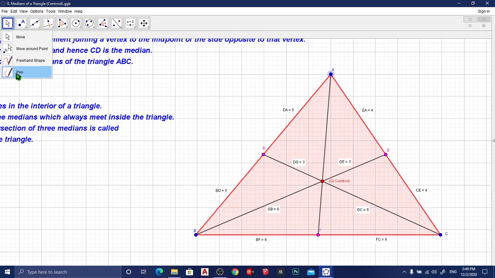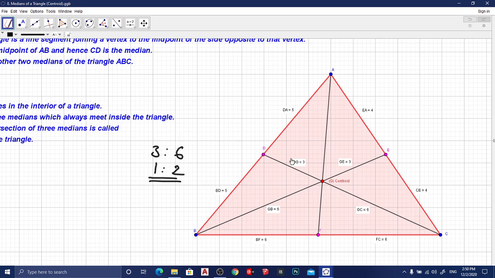So from that you can understand that in any triangle the centroid will divide the median into a 1:2 ratio. 3:6 means, cancelling with 3, we get 1:2. Here also this is 1:2, this is also 1:2, this is also 3:6 only. So the centroid will divide any median into a 1:2 ratio. That is the main important point.